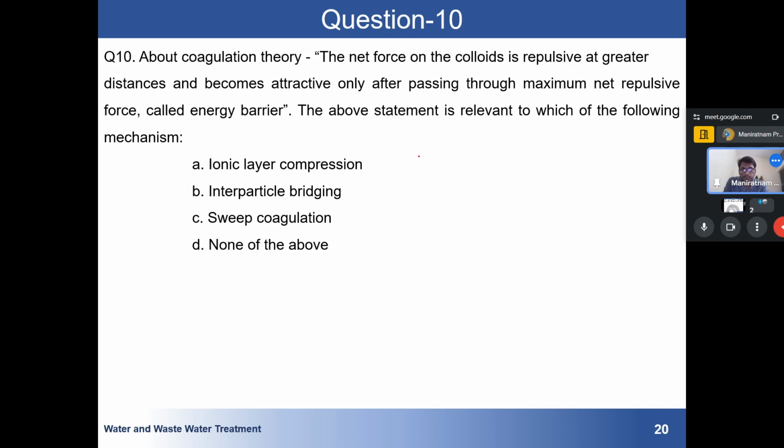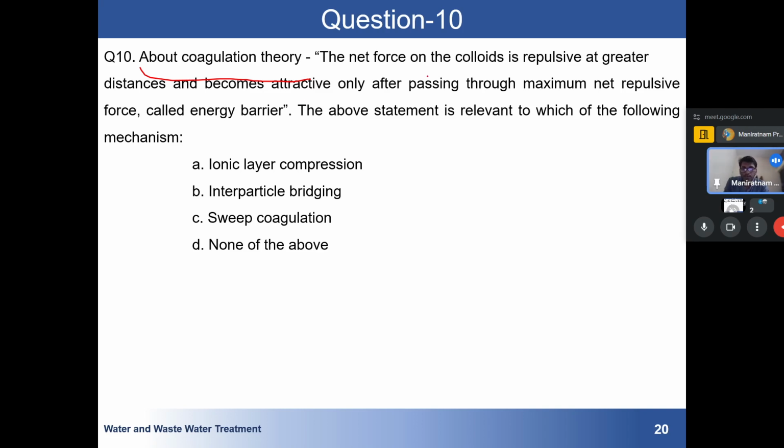So about this coagulation theory: the net force on the colloidal particle is repulsive at greater distance and becomes attractive only after passing through the minimum. Yeah, the correct answer is A. But I will be discussing each and every option, why A is correct and B and C are incorrect.